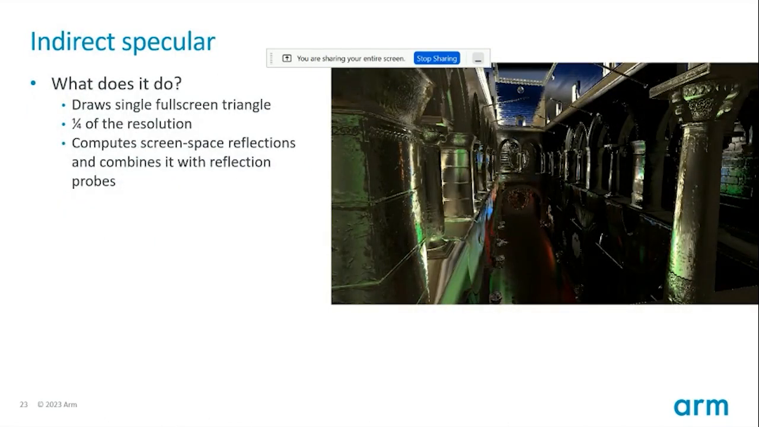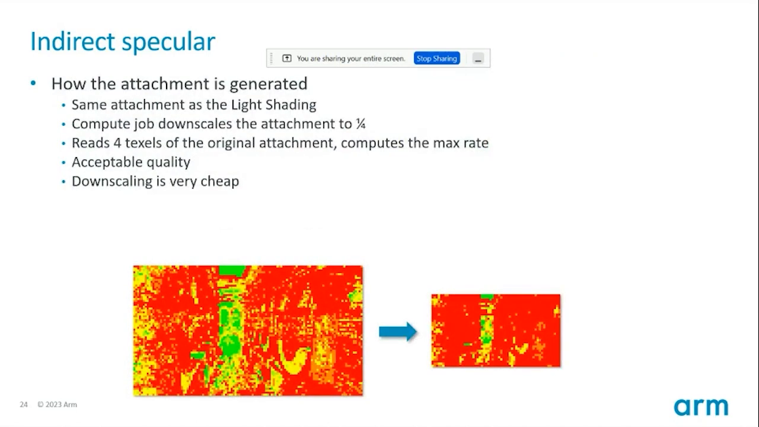Finally, we have the indirect specular pass. This pass draws a single full screen triangle at 1/4 of the resolution and calculates screen space reflections and combines it with sampling reflection probes. So for this case, we tried to generate a good attachment, but found it was actually quite difficult. Either the results from analyzing the GBuffer was not very high quality, or it was very expensive to generate the attachment. So in the end, we decided we're just going to use the same attachment as we did for the light shading. But this pass is done at 1/4 of the resolution, so first we need to downscale it.